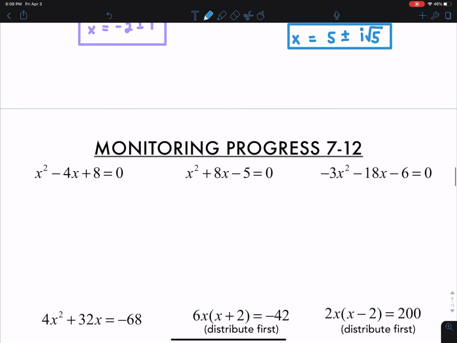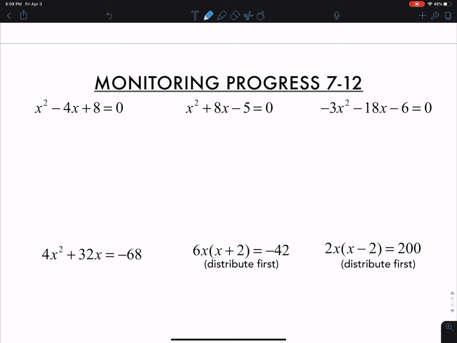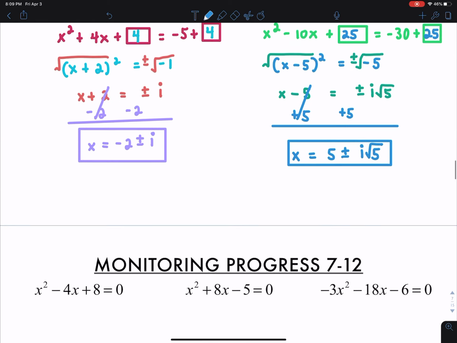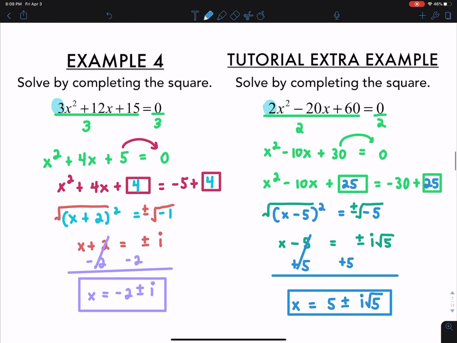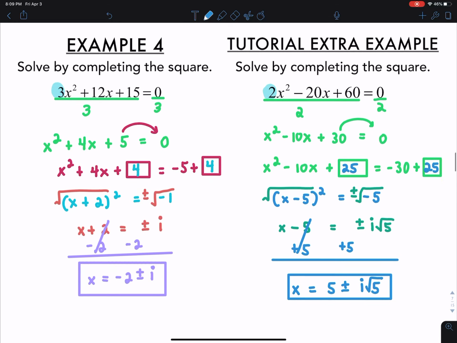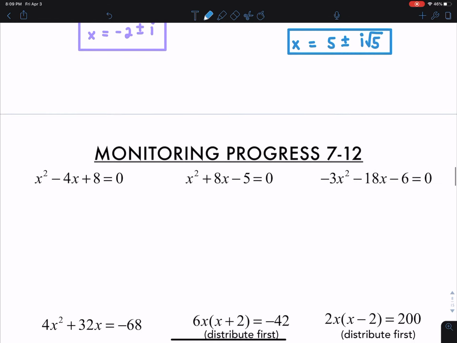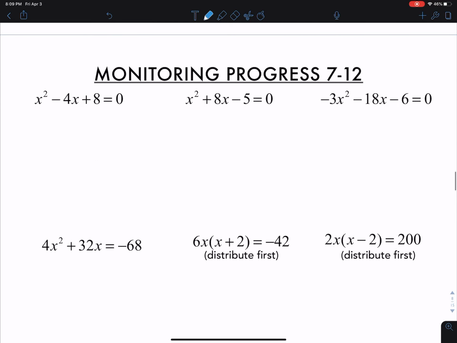And again, you have some monitoring progress questions here. On the last two, make sure you distribute the 6x through and the 2x through, and you're going to end up with problems that look like example 4 and then the tutorial extra example. Okay, so that's completing the square. That's the whole process.